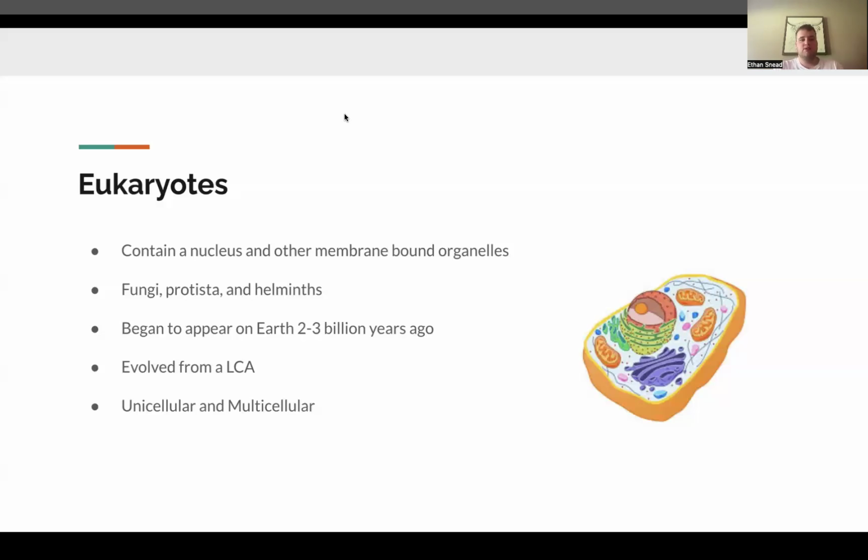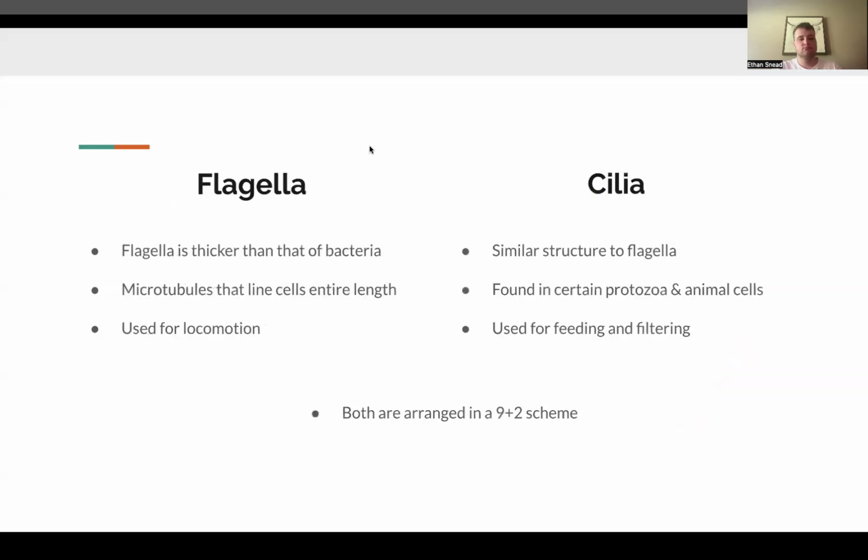Eukaryotes are also said to be unicellular and multicellular. Unicellular eukaryotes are just eukaryotes that make up one cell, and multicellular eukaryotes are eukaryotes who have multiple cells. On the right down here, you can see there is a model of a eukaryotic cell. Let's move on. Now we're going to start discussing the structures of the eukaryotic cells.